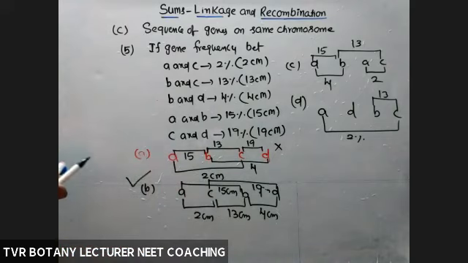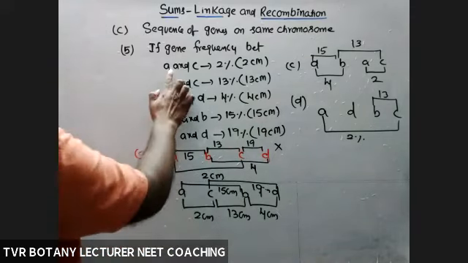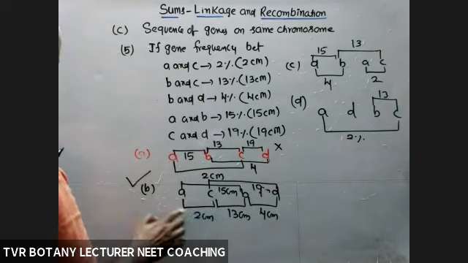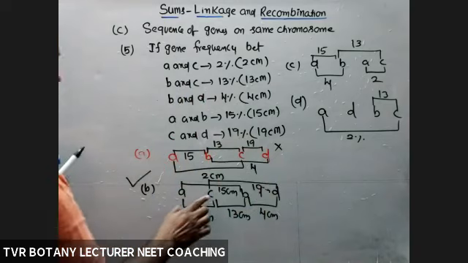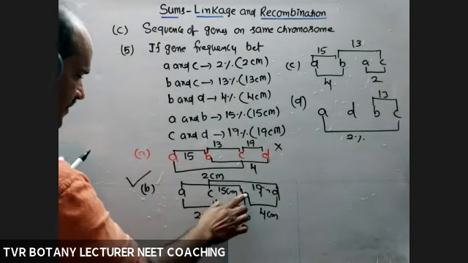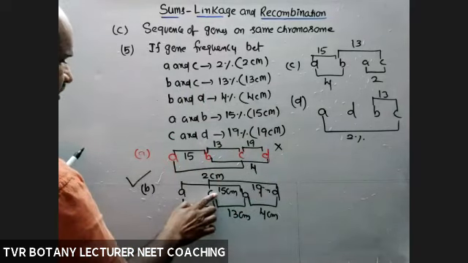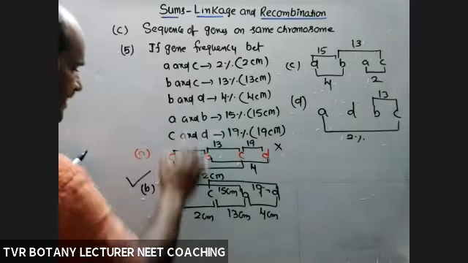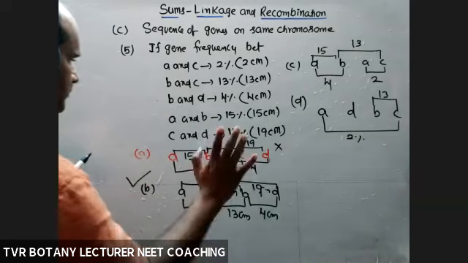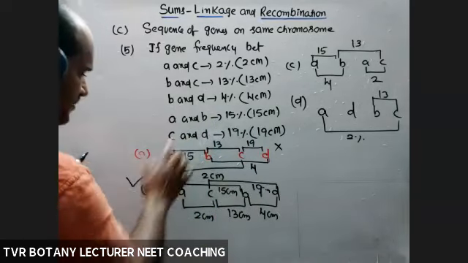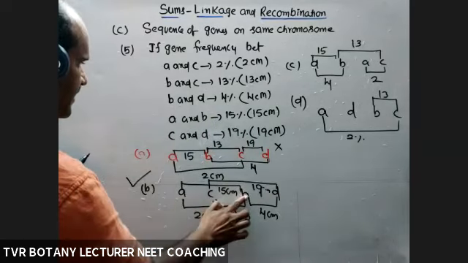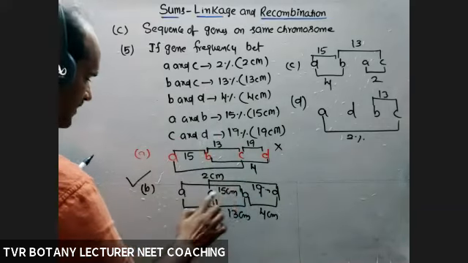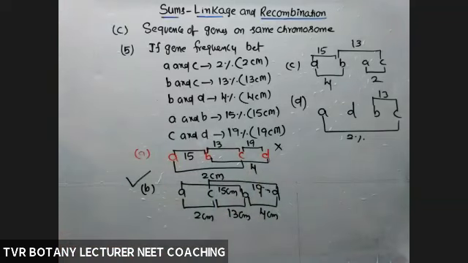Okay, now come back. AC, how much? AC is 2. Okay, acceptable. Next, B and C, how much? 13 given. Okay. Next, B and D, 4. Okay. A and B, 15 given. Okay. C and D, 19. So this is the correct arrangement.